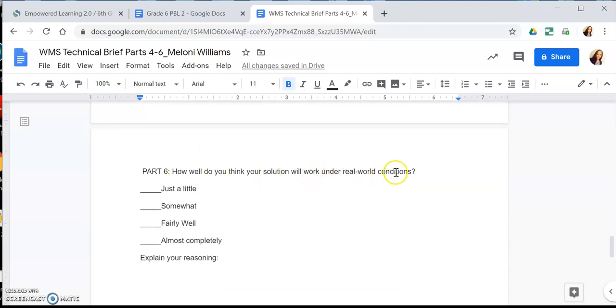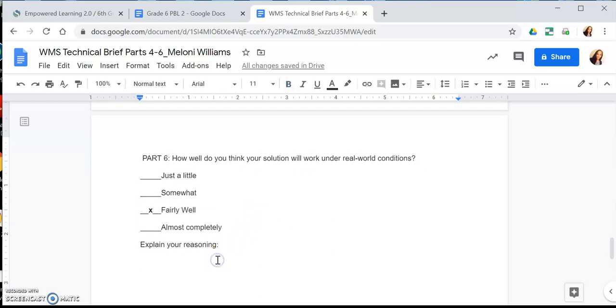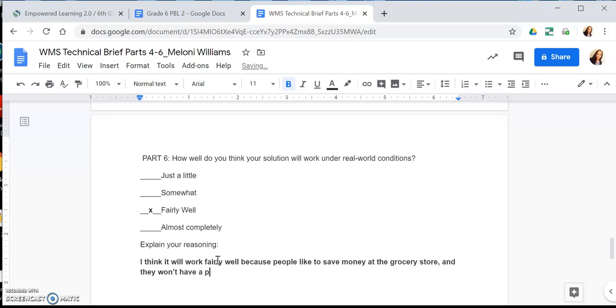How well do you think your solution will work under real world conditions? I think that it will work fairly well, and I think it will work fairly well because people like to save money at the grocery store, and they won't have a problem eating bananas that are still safe and healthy to eat, especially if they can buy them at a discounted rate.